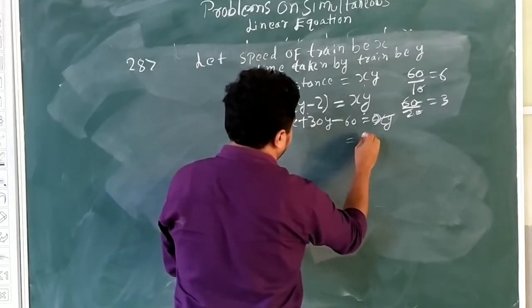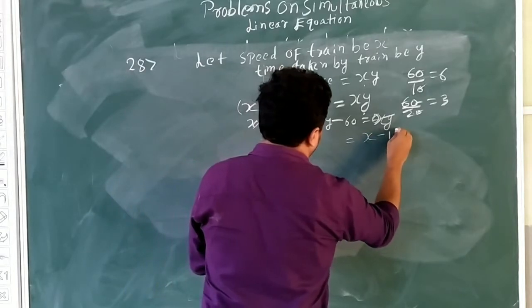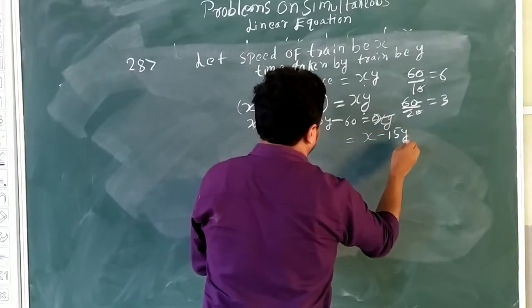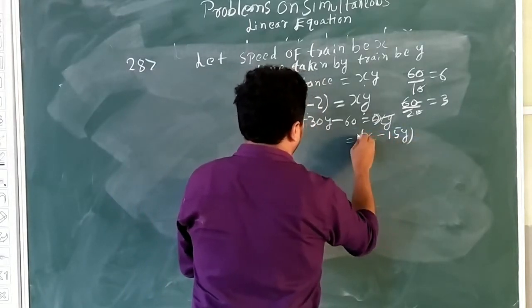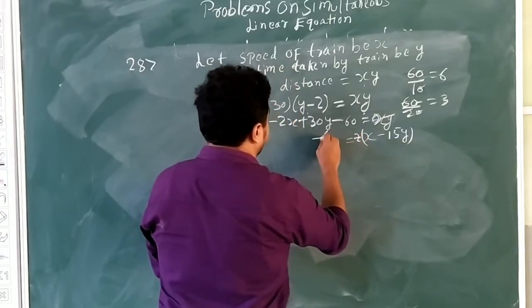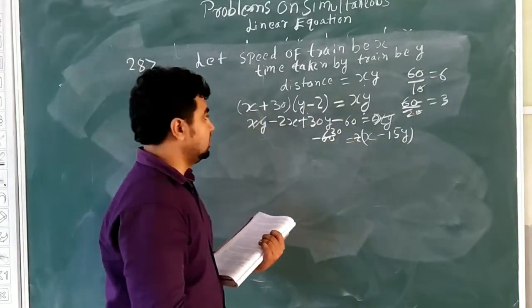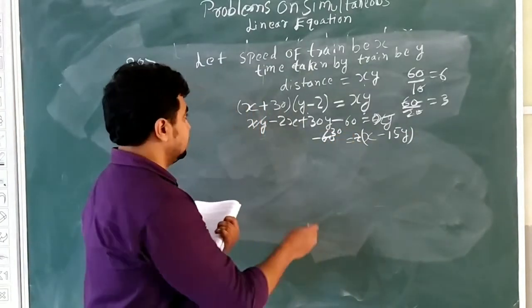So from here we get x. Taking x on this side, and minus 30y, I take minus 15y, taking 2 as common, and here it is left with minus 60. So the 2 gets cancelled, and it is left with minus 30. x minus 15y is equal to minus 30. Now the second equation.